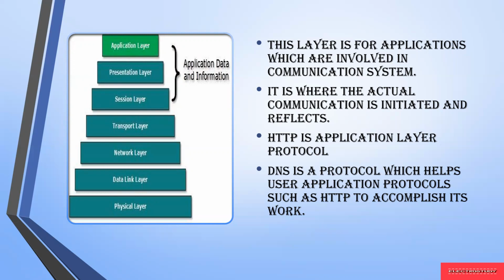Why is file transfer protocol used? It is used to transfer text-based or binary files across the network. Another protocol considered at the application layer is nothing but the DNS protocol. It will help user application protocols such as HTTP or FTP to accomplish their work. So this is an important protocol that you have to remember, DNS. We will be seeing about DNS in detail in other videos.